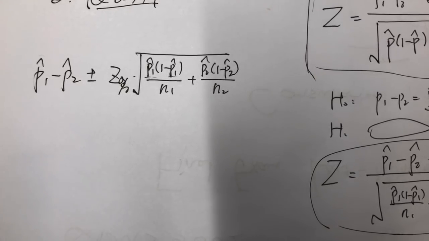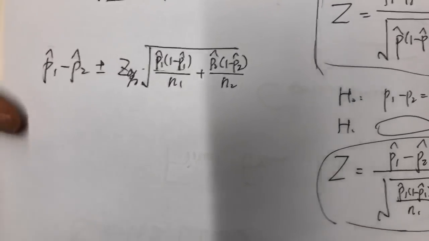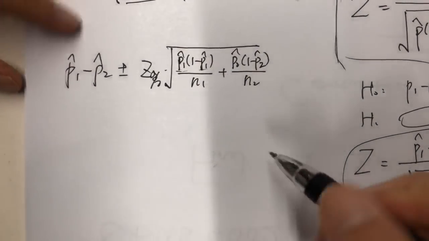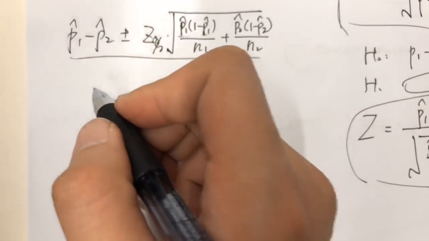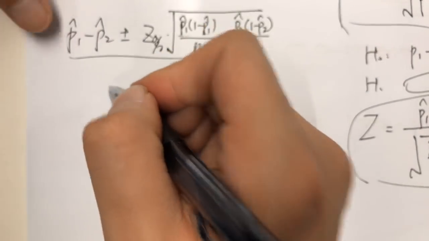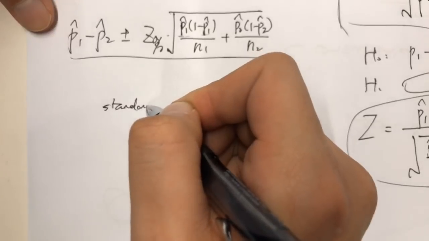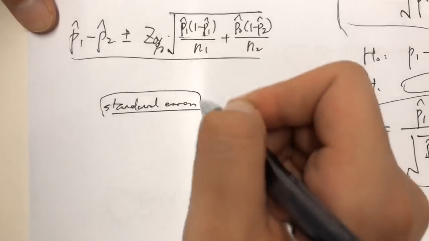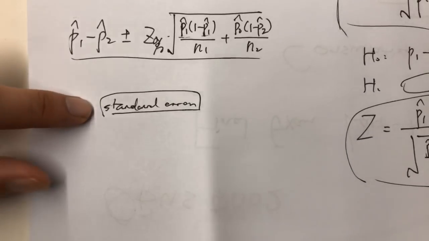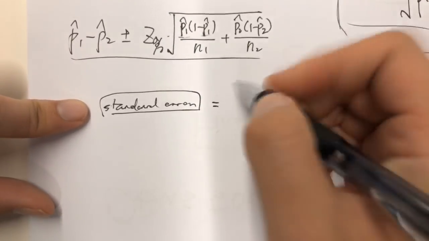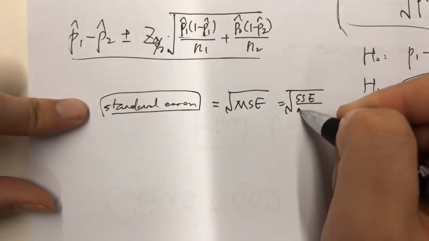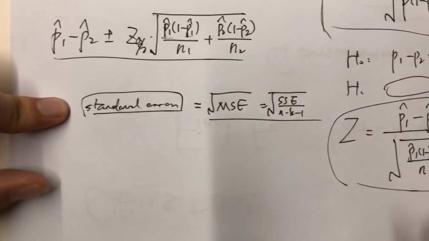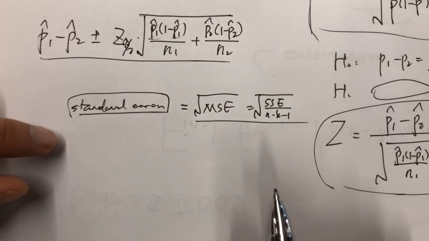Carrie Who is asking, what is standard error? I guess your standard error means, in the linear regression analysis under summary output, there is a standard error, right? This standard error is actually called the standard error of estimation. It equals the square root of MSE, or the square root of SSE over n minus k minus 1. This is the formula for the standard error of the estimation.